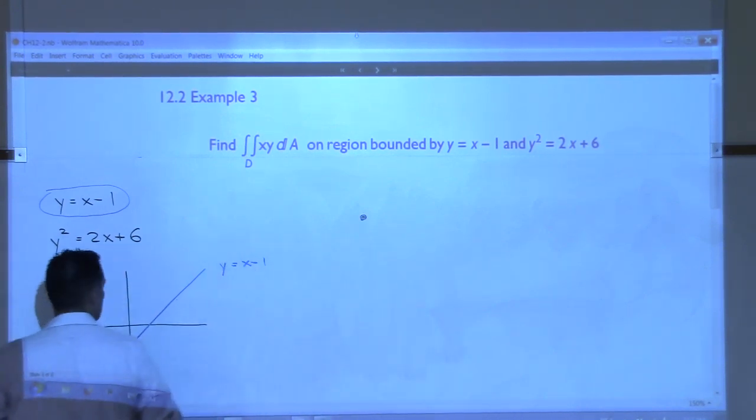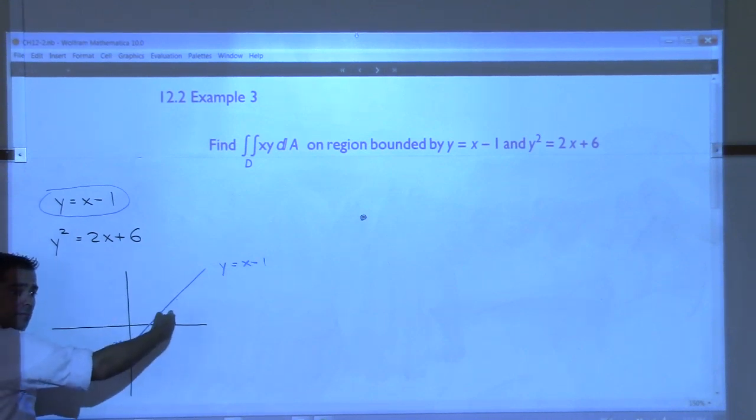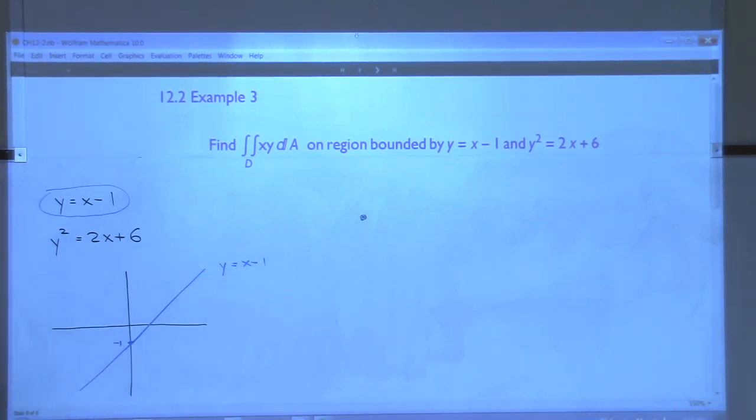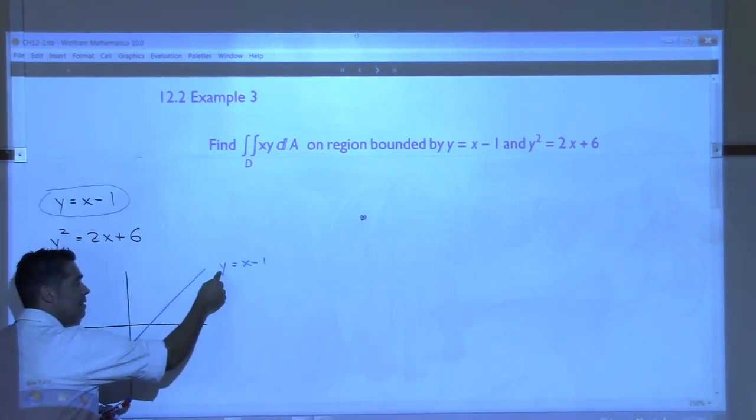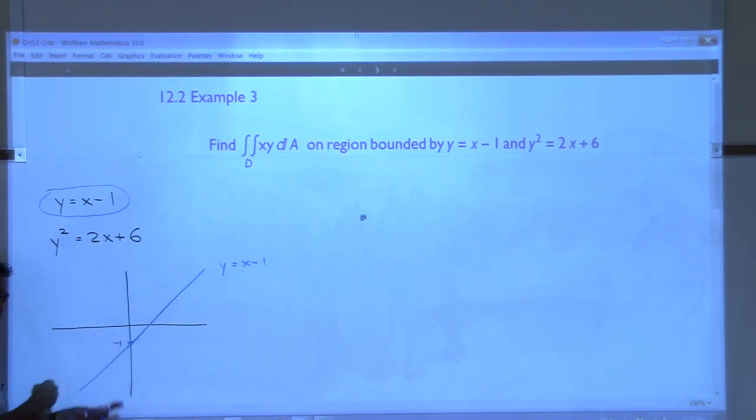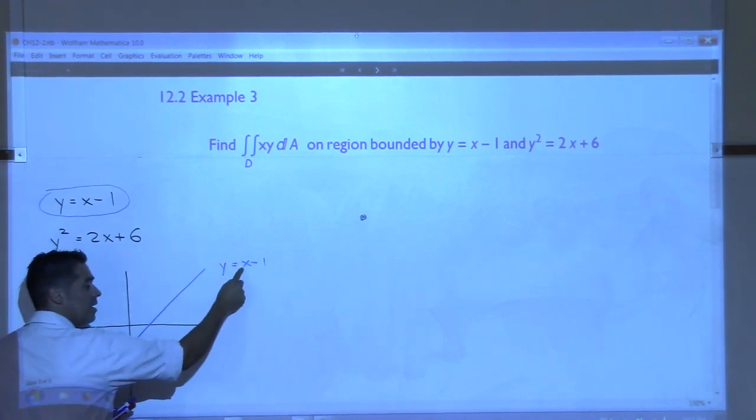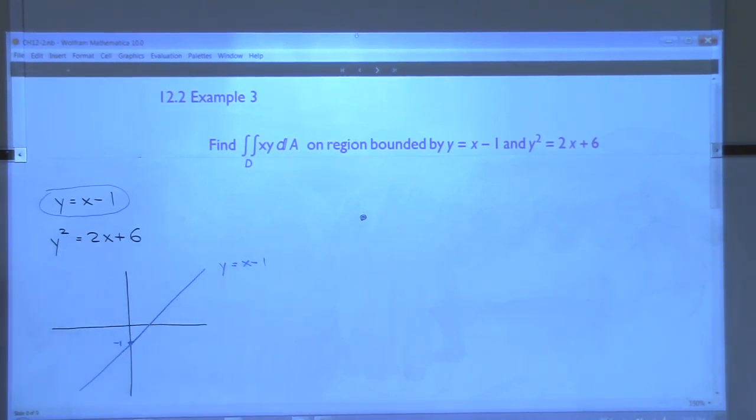This line can be looked at as a function of x, can't it? Or a function of y. It can be looked at both ways. As a function of x, we solve for y. As a function of y, we solve for x. So we would solve this for x and have it written as a function of y. Now the other one, how do I graph that one?